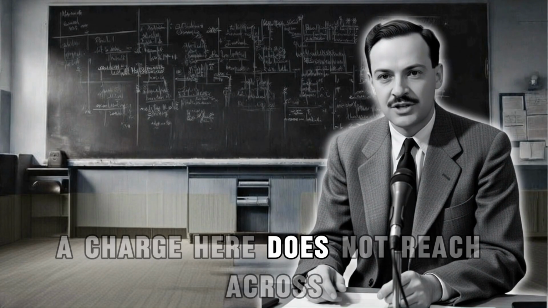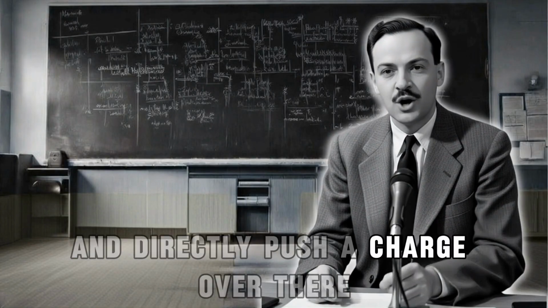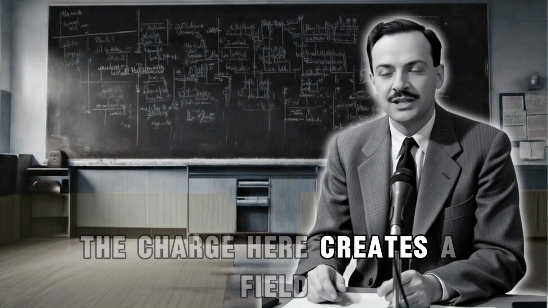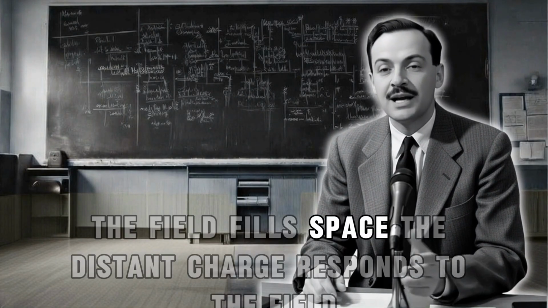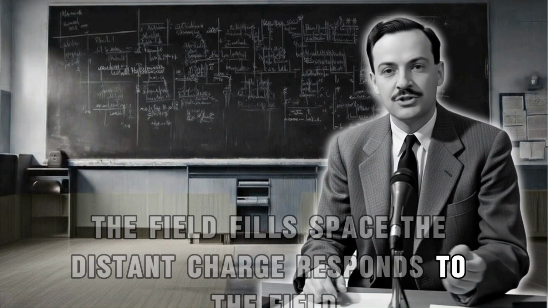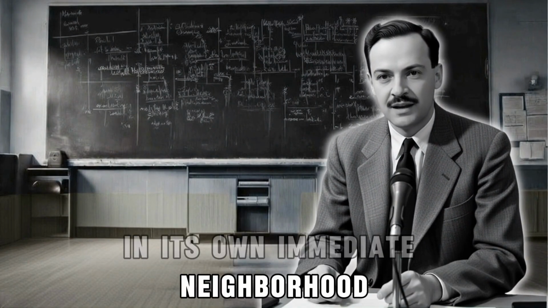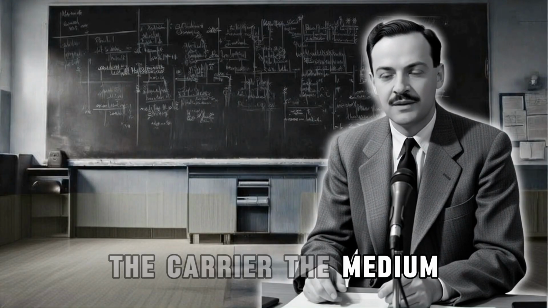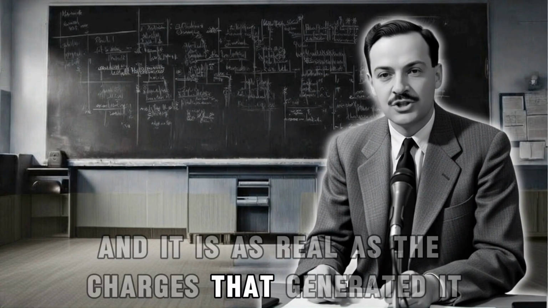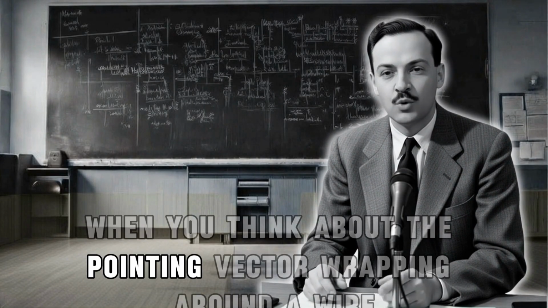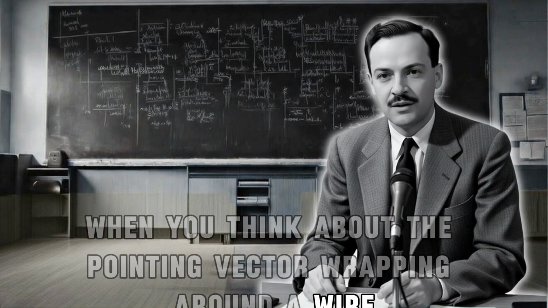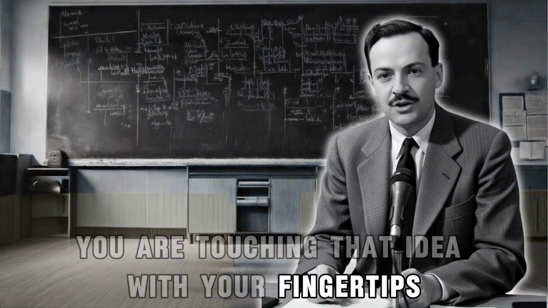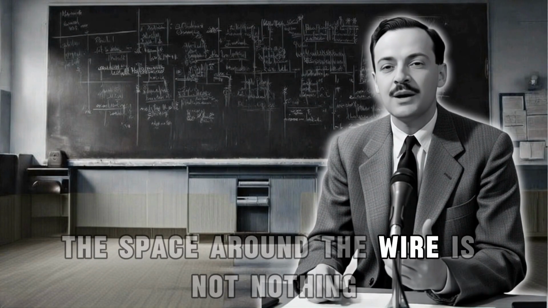A charge here does not reach across and directly push a charge over there. The charge here creates a field. The field fills space. The distant charge responds to the field in its own immediate neighborhood. Everything is local. The field is the messenger, the carrier, the medium, and it is as real as the charges that generate it. When you think about the Poynting vector wrapping around a wire, you are touching that idea with your fingertips. The space around the wire is not nothing.